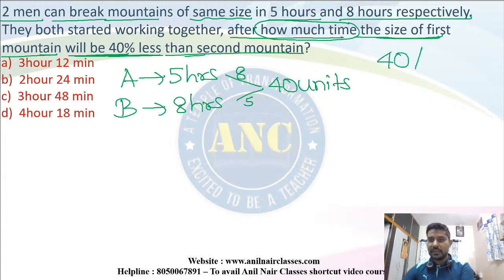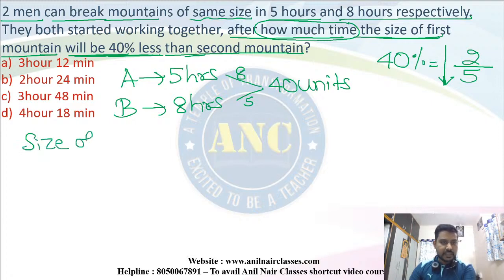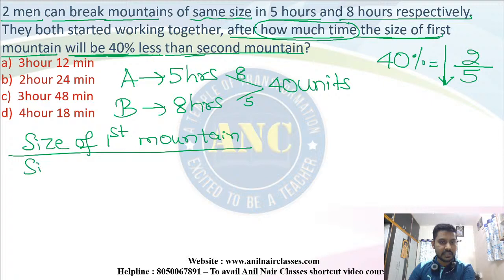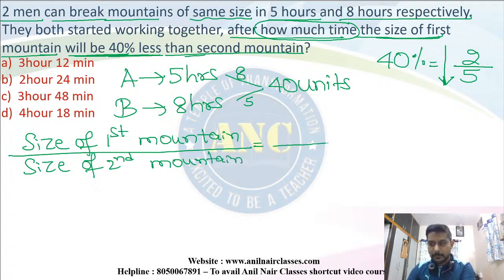Now see here, 40% is nothing but 2/5. Size of the first mountain is 2/5 less than the second mountain. Less is nothing but a decrease. That means if I take the ratio, size of first mountain divided by size of second mountain, I am writing all these things just for your explanation and understanding. You don't need to write all these things in the exam. Now, suppose if the second mountain is 5 units, then first mountain will be 2 lesser than 5 units. How much is 2 less than 5? 2 less than 5 will be 3 units. That means the ratio between the sizes of first and second mountain should be 3:5. After how much time the ratio between the sizes of first and second mountain will be 3:5 is the question indirectly.